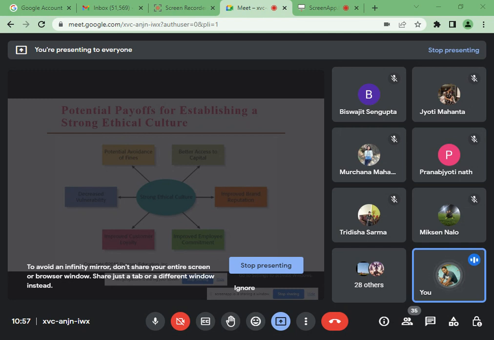Better access to capital means we must have access to better capital. Improve brand reputation: if the brand reputation is good, then there will be a strong ethical culture. Next is improve employee commitment, improve customer loyalty. We should be very loyal to the customer. Then only, if we are loyal with the customer, will our brand be reputed. Then improved employee commitment. Employees should be there from the beginning of the new firm so that they can commit to the firm. So next is decreased vulnerability.